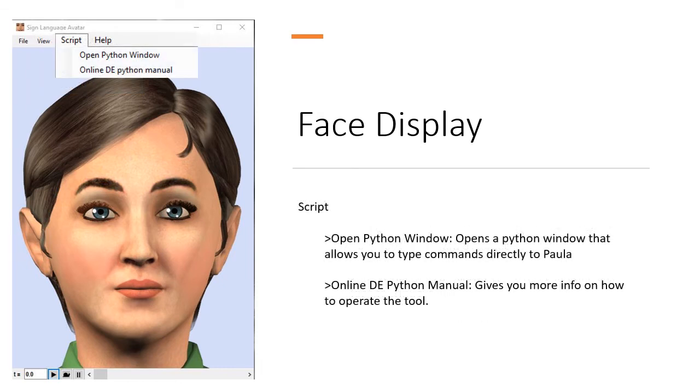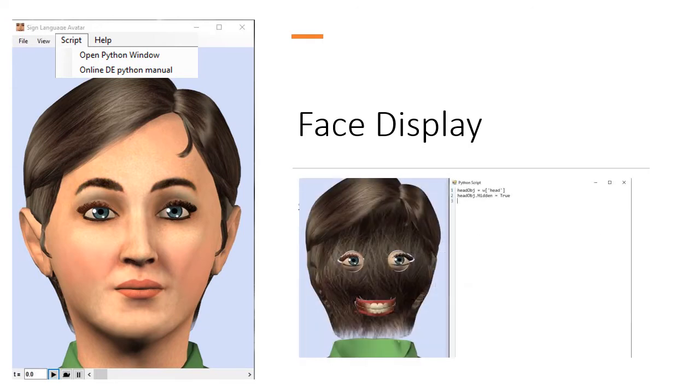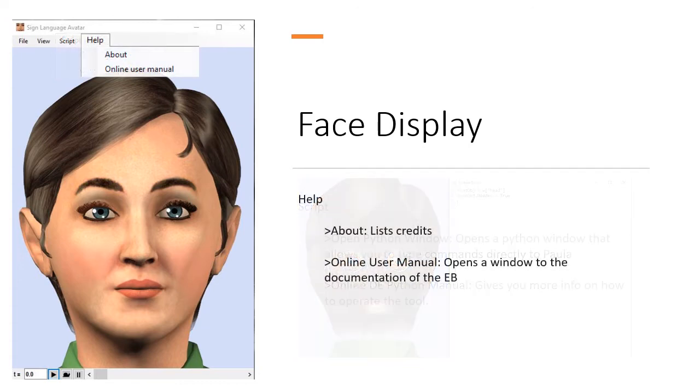Under the Script menu, we have Open Python window, which opens a Python window that allows you to type commands directly to Paula. For example, when I need to look at the tongue, I can use commands to hide the teeth and skin. The online DE Python manual gives you more information on how to operate the tool. Under the Help menu, you'll see About, which lists credits, and Online User Manual, which will open a window to the documentation.